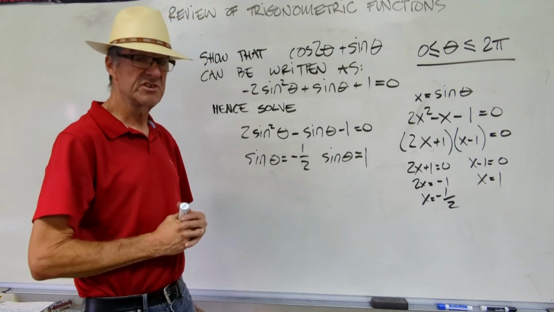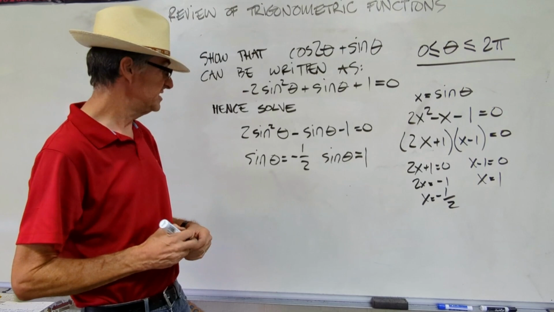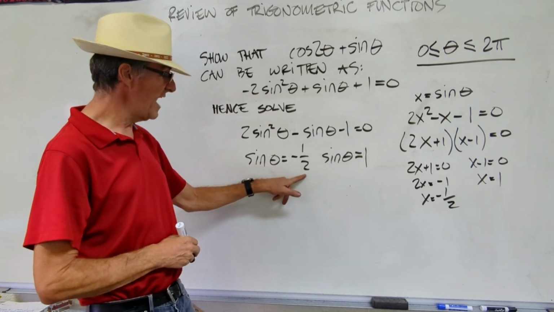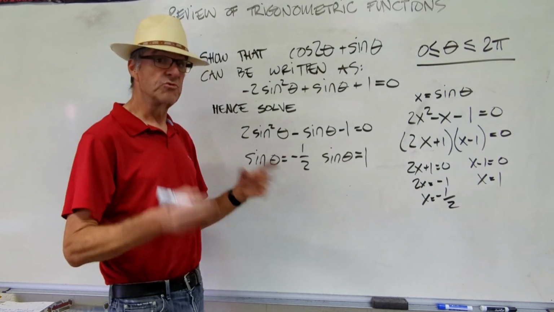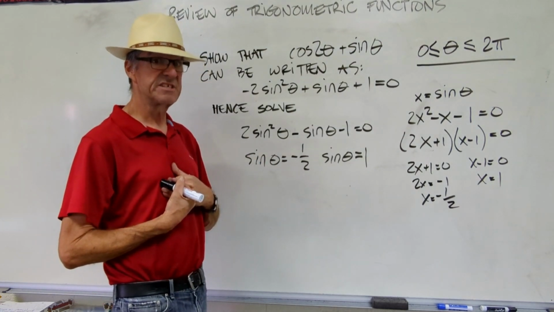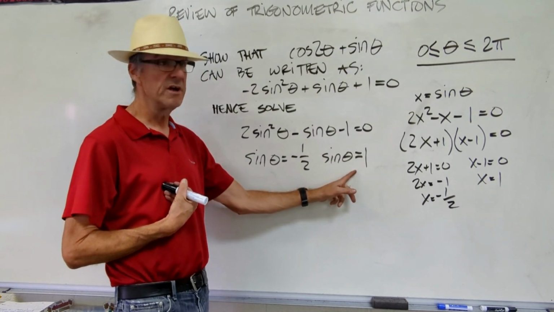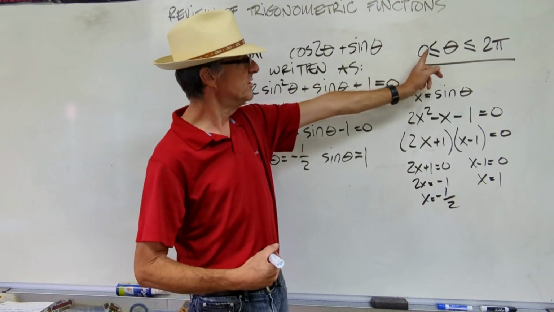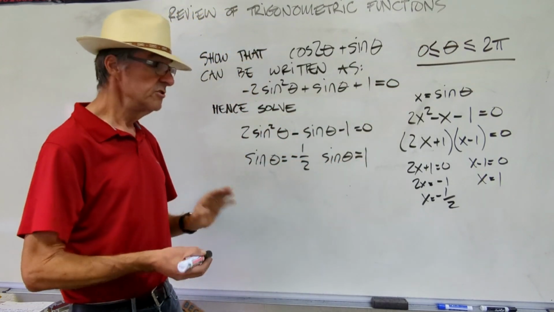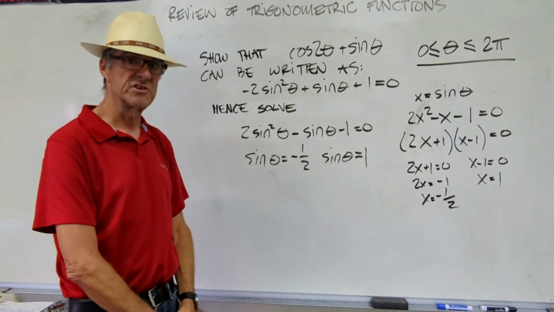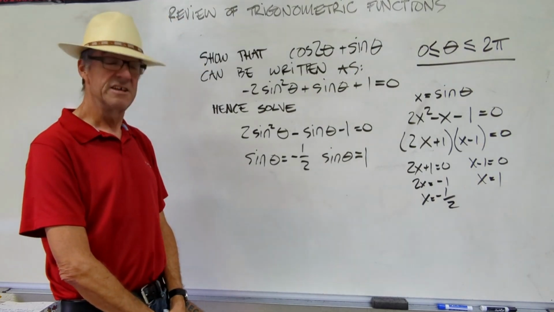I'm going to do this in radians and degrees, just so you can see that. When I have sine theta equals negative 1/2, what I'm asking is where on the unit circle is sine equal to negative 1/2, and then where on the unit circle is sine equal to 1, within 0 to 2 pi radians. So go ahead and pause the video. I want you to think real hard about these and come up with the possible answers for theta in radians and in degrees.